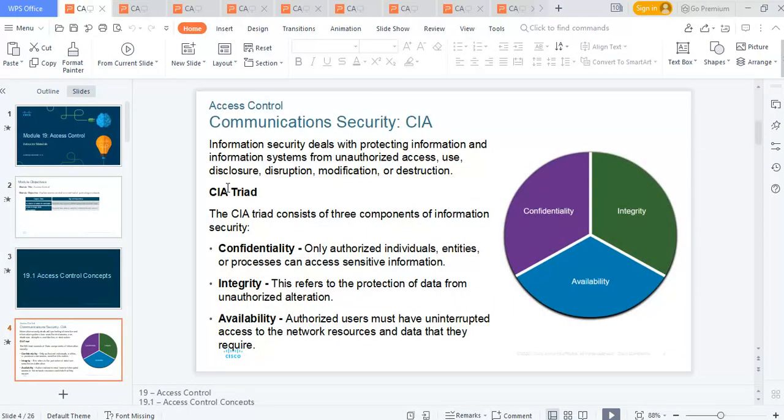Now you need to understand the CIA triad. It says if you want to make sure that your system is secured, you make sure that you have these three elements or the extended five elements.